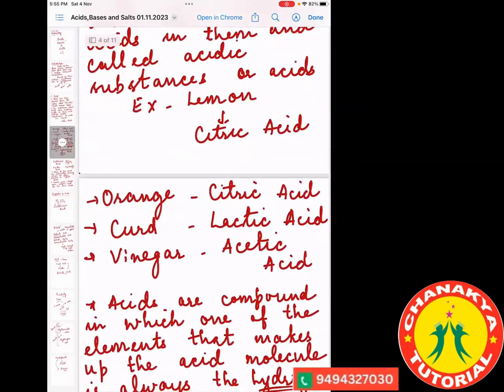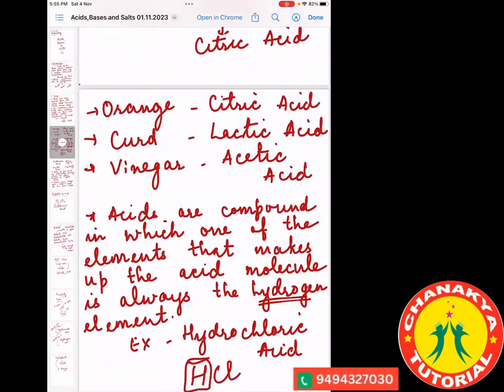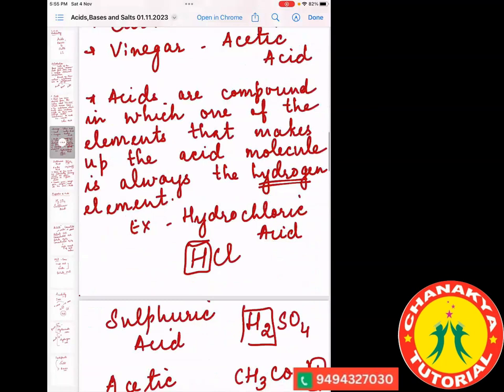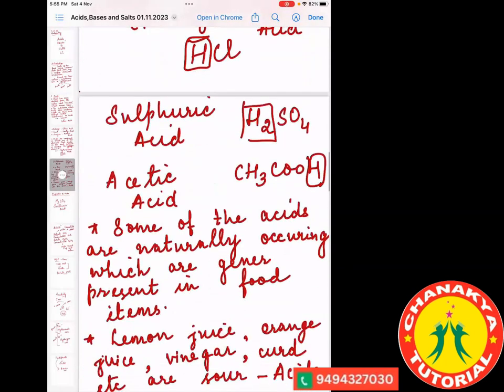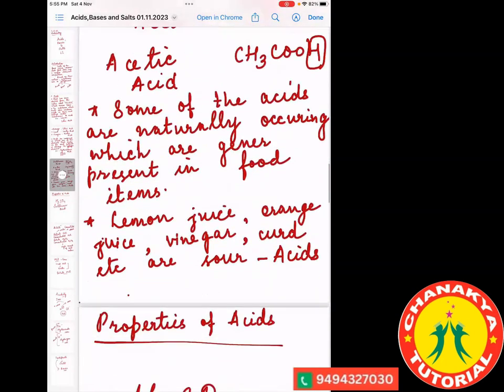Lemon has citric acid, orange has citric acid, curd has lactic acid, vinegar has acetic acid. Then acids are compounds in which one element will compulsorily be there. What? A hydrogen element will be there. For example, in hydrochloric acid, hydrogen is there. Then sulfuric acid also, H2SO4, hydrogen is there. So whatever substances are there, what is compulsory? The presence of hydrogen is compulsory.